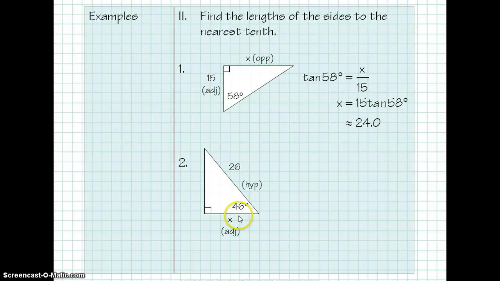Next problem here. Again, I have a 46-degree angle. I know my hypotenuse is 26, and I want to know what my adjacent side is. Well, adjacent and hypotenuse is going to be cosine. So cosine of 46 is equal to x divided by 26. X is going to be 26 times the cosine of 46, which gives me approximately 18.1. Again, all I'm doing is multiplying both sides by whatever is on the bottom of my fraction.